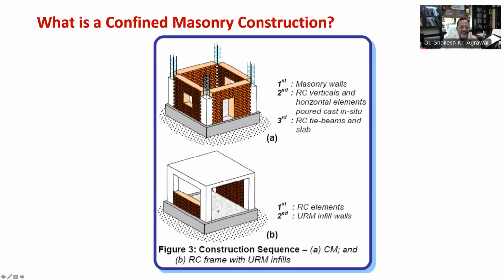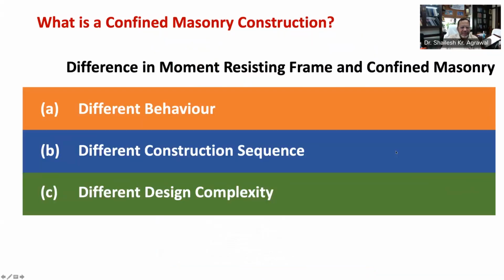Whereas you can see in figure 3b, in RCC frame construction, first the RCC frame is built, that is footing, columns, beams and slabs, and then the masonry wall panels are infilled in the open bays between RCC columns and beams. The third difference is design complexity.